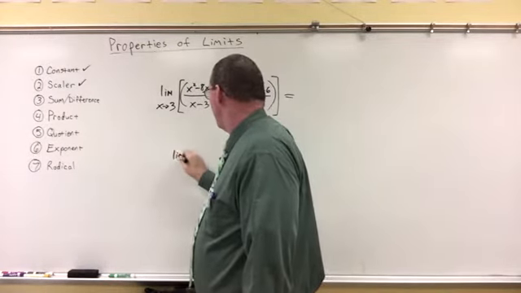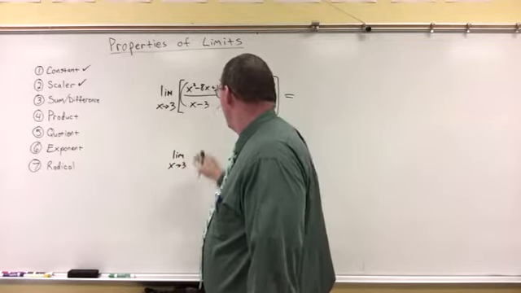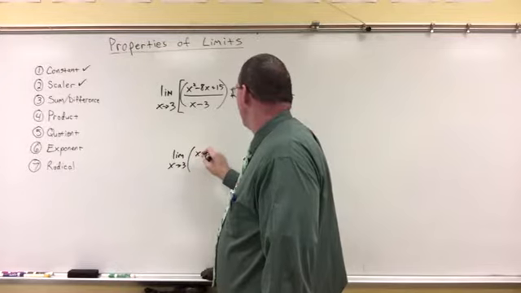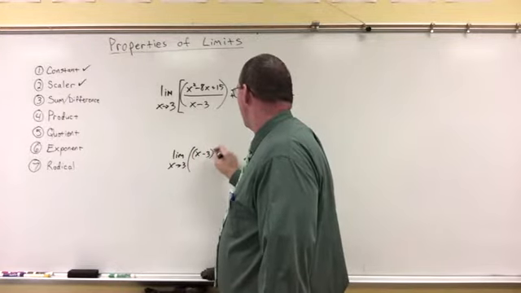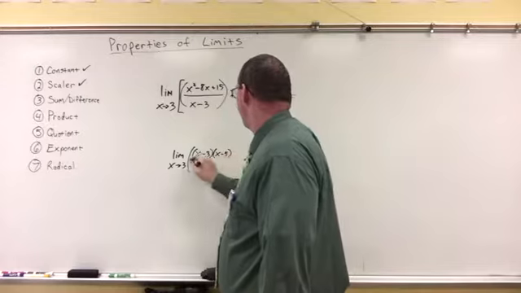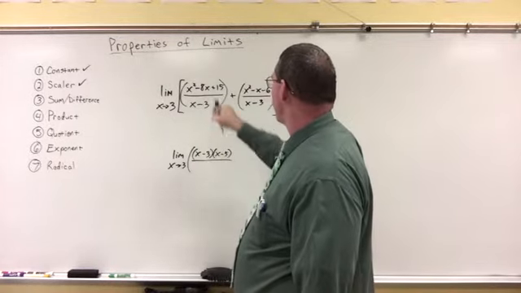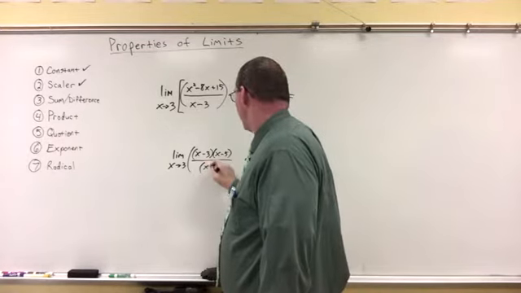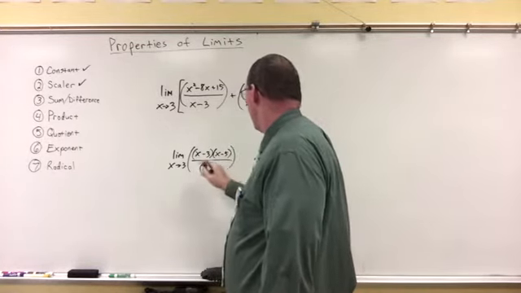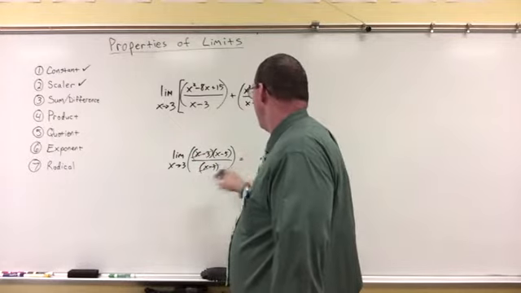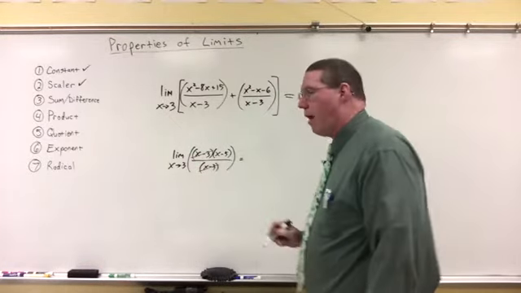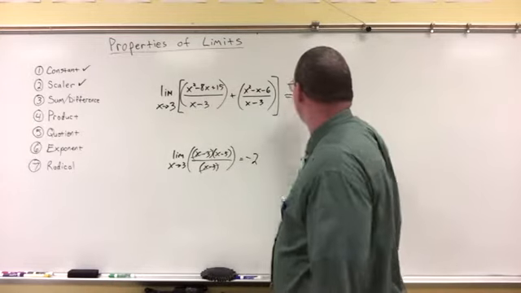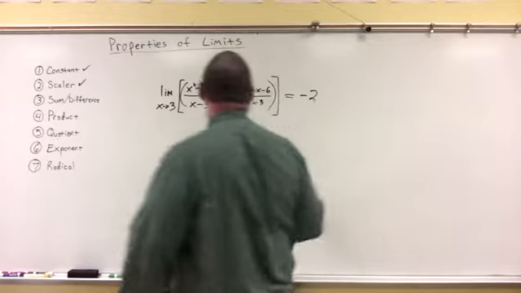The limit as x approaches 3, I'm going to factor the numerator here, and that's going to factor into x minus 3 times x minus 5, because negative 5 times negative 3 is 15, and negative 5 plus negative 3 is negative 8. And then over x minus 3. Now we cancel the x minus 3s, and we plug the 3 in, and 3 minus 5 is negative 2. So we know that the limit of this as x approaches 3 is negative 2. We're going to write that down over here.